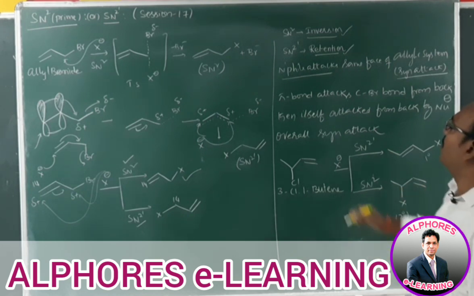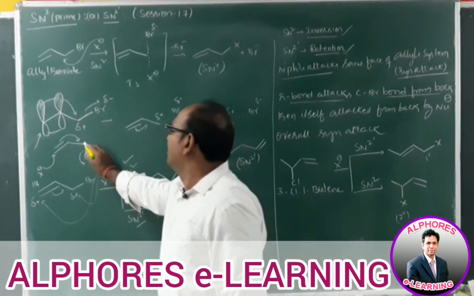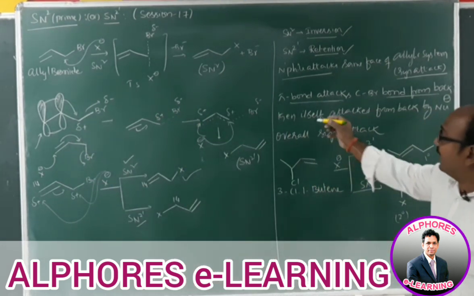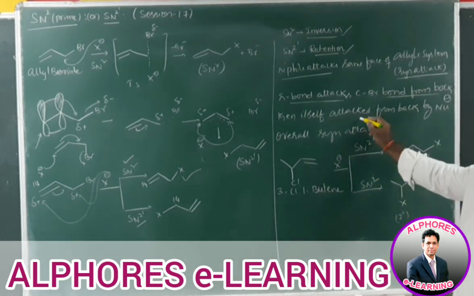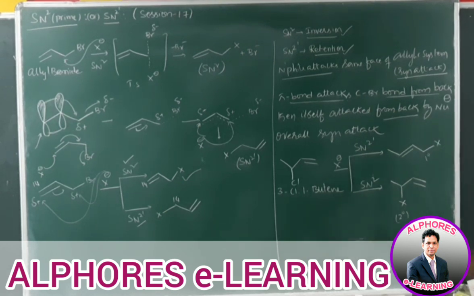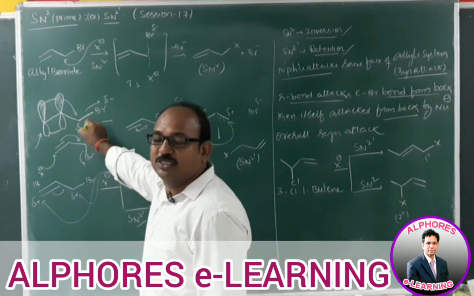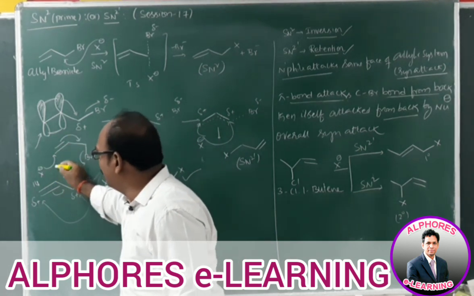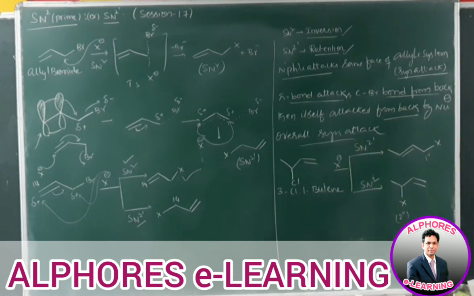So how does that happen? Pi bond electrons attack the C-Br bond from the backside, and then the pi bond electrons are again attacked from the back by the nucleophile. So first, in order to break this C-Br bond, pi bond electrons attack from the rear side, and next with respect to these pi bond electrons, the nucleophile again attacks from the rear side, so we get an overall syn attack.